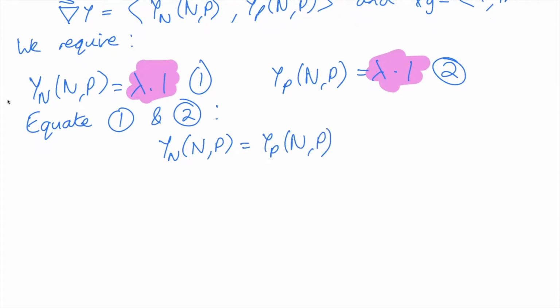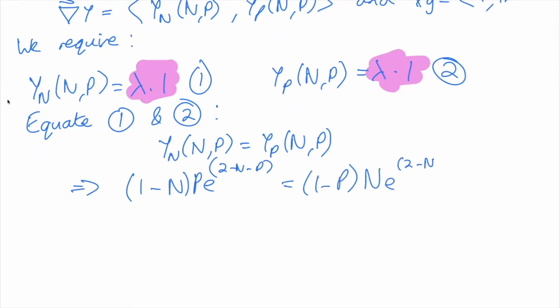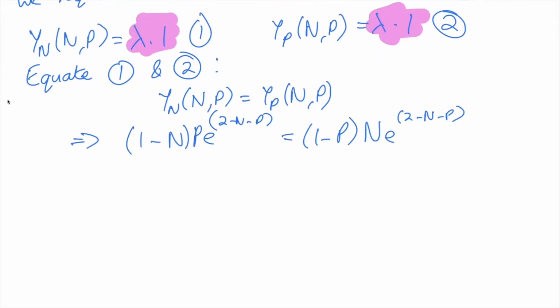And we already know what these are. We're given what the partials are, so we have (1 - n) times p e^(2 - n - p) is equal to (1 - p) n e^(2 - n - p). We can do some simplifications here because the exponentials will cancel on both sides.